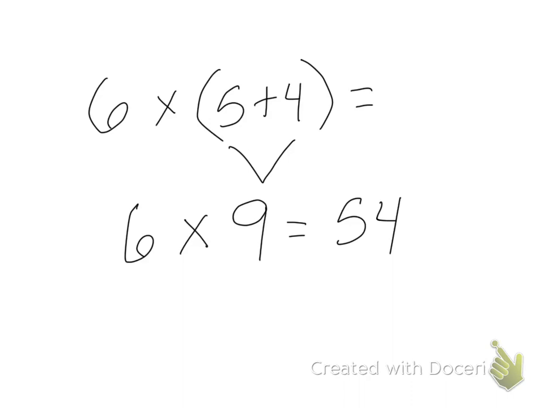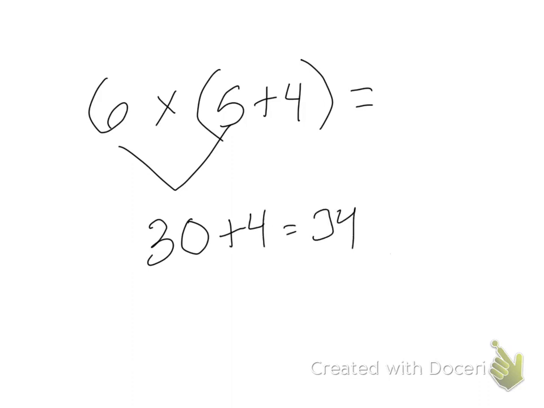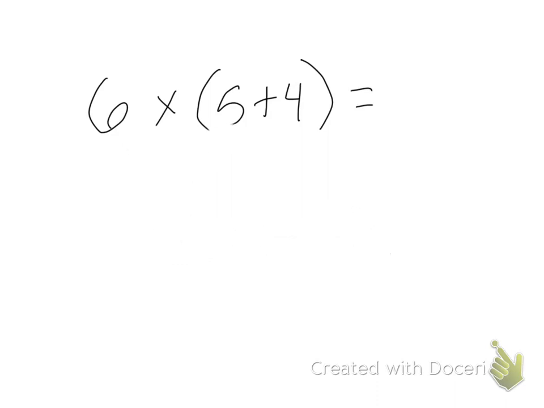What would happen if I did this in the wrong order? Let's say that I ignored the parentheses and I did 6 times 5 first. Well, 6 times 5 is 30 plus 4 is 34, and that's the wrong answer. So make sure when you have parentheses, you have to do the parentheses first.